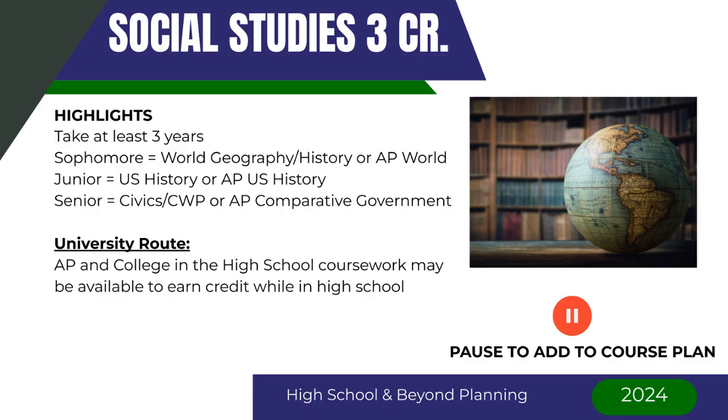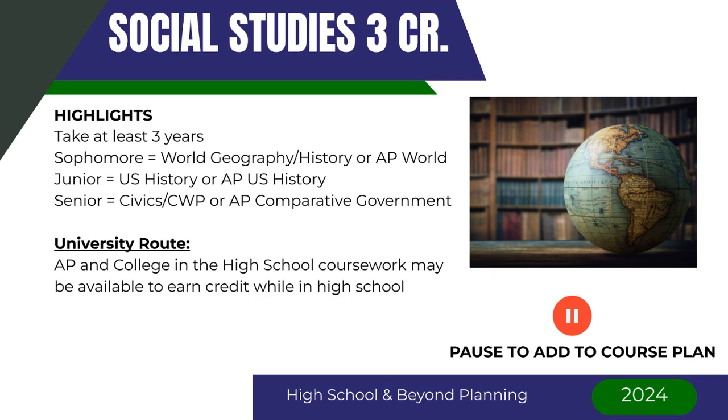History coursework or social studies, we need at least 3 credits in order to graduate. Really, each year you'll have 2 choices, a regular track and an advanced placement or AP track that can be used to get some additional college credit if you choose to take the AP exam associated with the coursework. Sophomore year, you'll be choosing between world geography and world history, or AP World History, which is a year-long course.